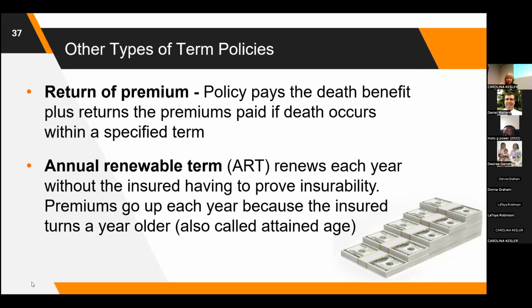And you can just see, well, in 5 years, it's going to cost you this much. In 10 years, it's going to cost you this much. In 20 years, it's going to cost you this much. They're going to want you to dump it right then, right? So it renews each year without having to prove insurability. The premiums go up each year because the insured turns a year older. That's called attained age. Each year you attained a new age, right? Whoever thought I'd attained 70 already? Holy cow. I was 34 when I started this.